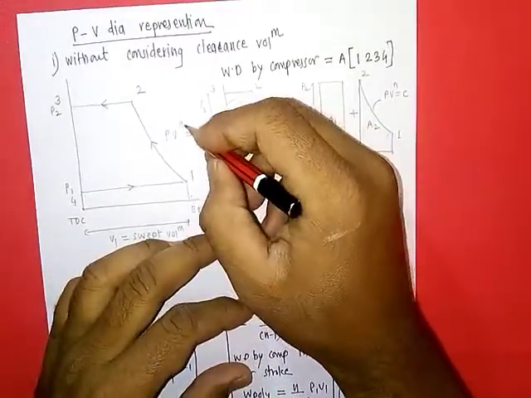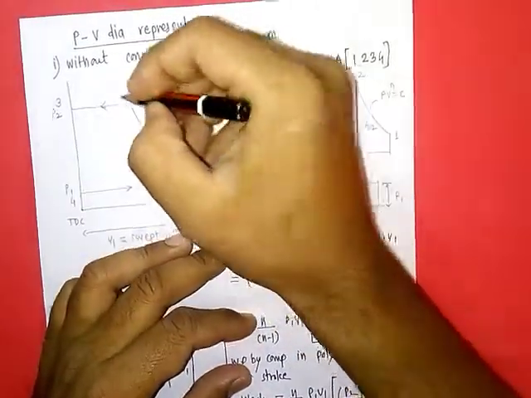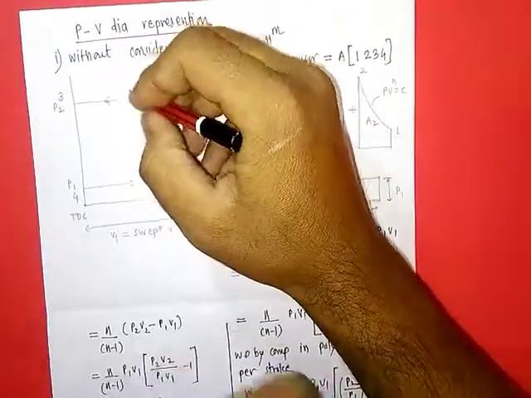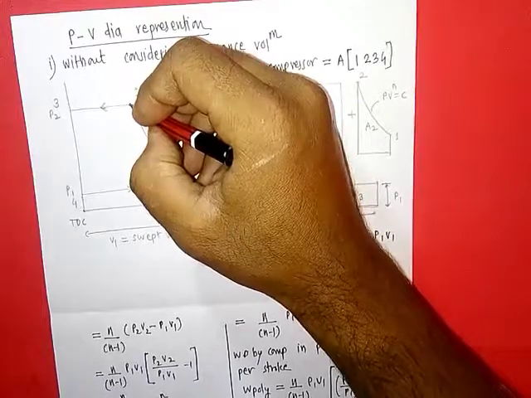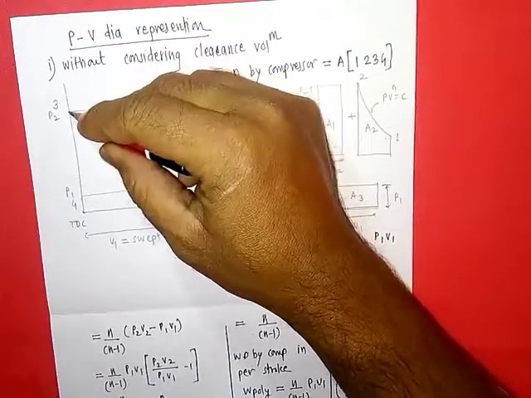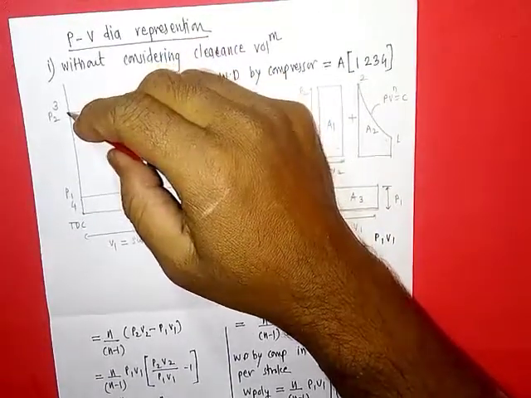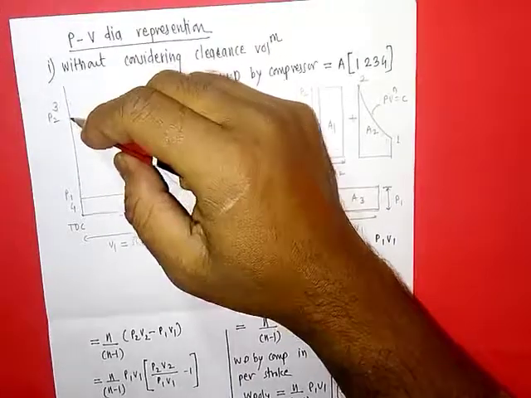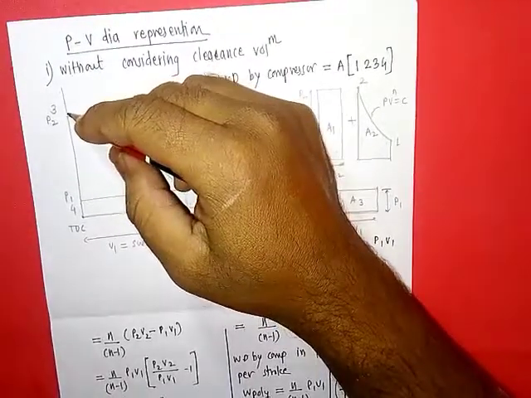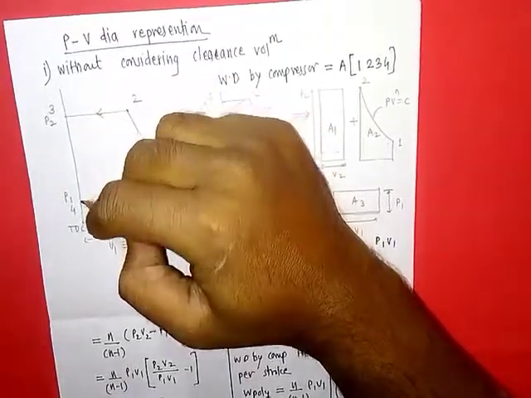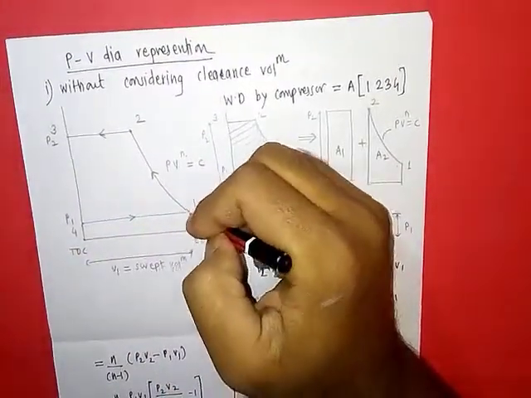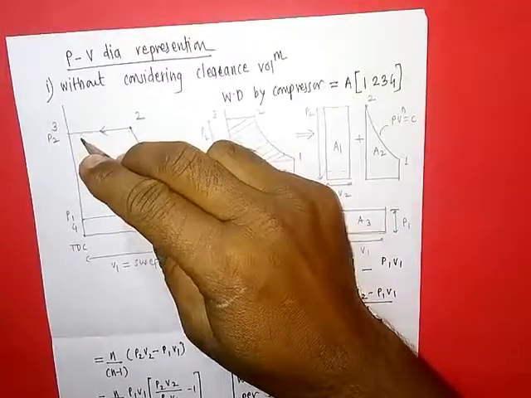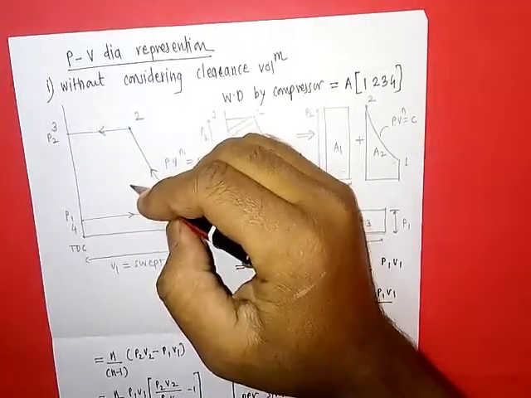N is the polytropic index. After some intermediate position, when the pressure is slightly above delivery pressure, air will be delivered at constant pressure as the piston moves towards top dead center. Then when all the air is delivered, the inside pressure reduces to atmospheric pressure, and again suction, compression, delivery. So these cycles repeat continuously.